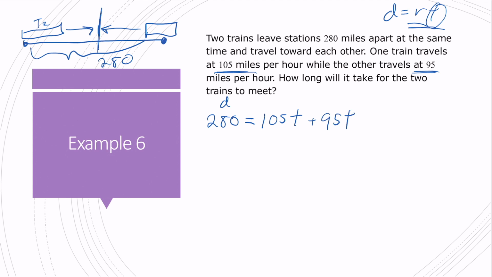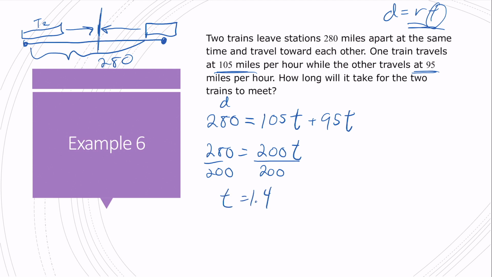And I know I used t, which is a terrible variable to use. So I'd have 280 is 200 t, because together that's how fast they'd be going. I divide both sides by 200, and I get that our time is 1.4 hours.